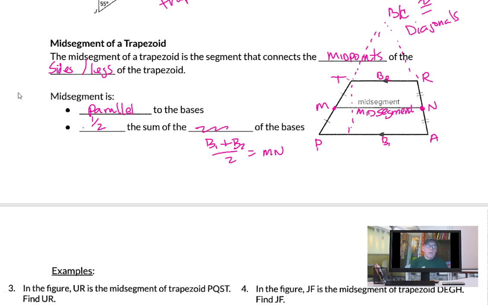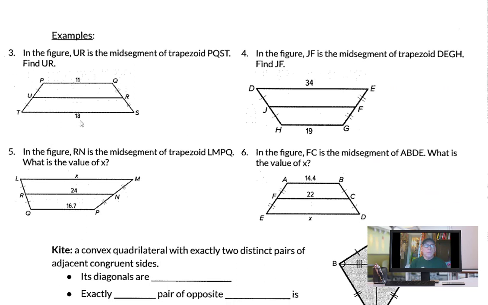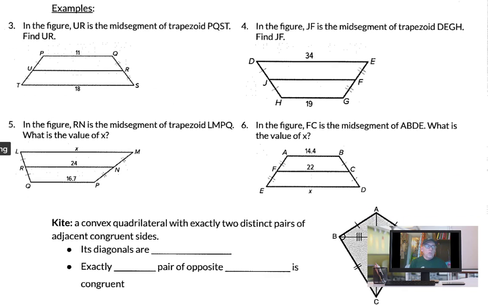Okay, let's move on. In this figure, UR is the mid-segment of trapezoid PQST. Find the length of UR. We're going to add the bases together and take half of that. So we have 11 plus 18, which is 29, and we're going to take half of that, which is 29 divided by 2, which is 14 and a half. 14 and a half times 2 gives us 29. Let's look at number 4.